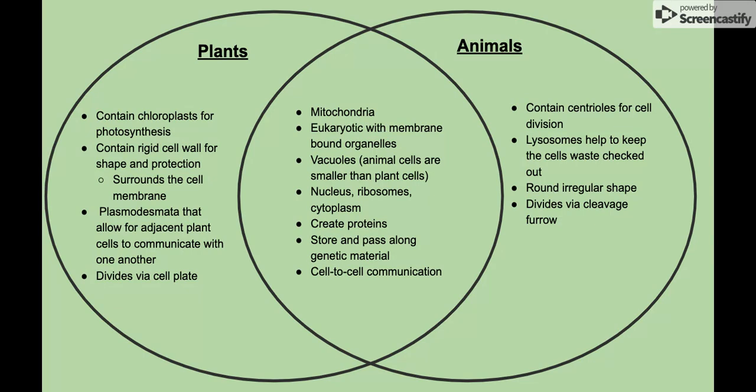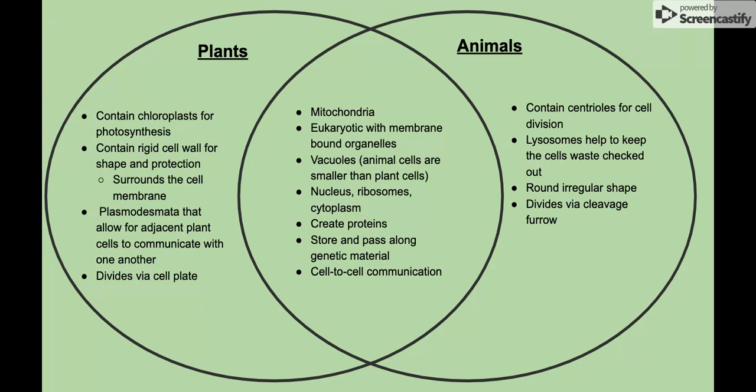They both have a nucleus, ribosomes, and cytoplasm. They both produce proteins that are made from the ribosomes. They both store and pass along genetic material, and they have cell to cell communication. A lot of times with animal cells, it's receptors that communicate with each other, whereas plant cells use the plasmodesmata that we talked about.